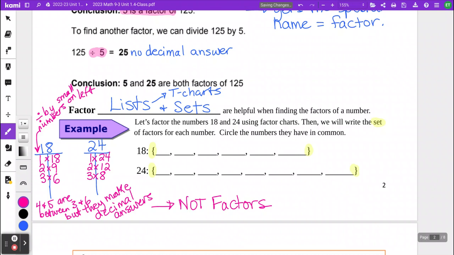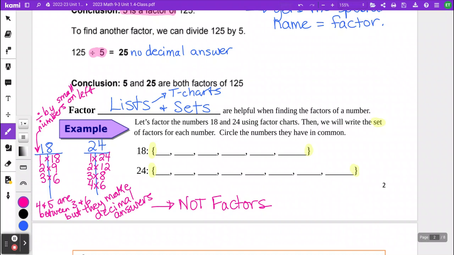What's the next number after 3? 4. So I'm going to try the number 4, and it works. I get a 6. What is the only number in between 4 and 6? 5. And does my number end in a 5 or a 0? No.